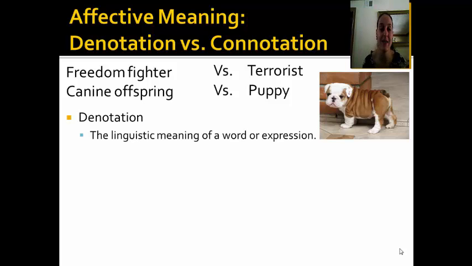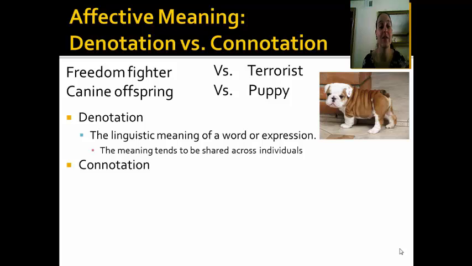Linguistics refers to the emotional or affective meaning associated with words and phrases as its connotation, which is different to the denotation of a word, which corresponds to its literal meaning. So if I ask you for the denotation of a word, what I'm asking you for is the actual specific linguistic meaning of a word or expression. The denotation of a word tends to be shared across individuals because it has a literal definition, whereas the connotation tends to be more idiosyncratic across people, where people have varied experiences connected to the meaning of the word, and so the meaning that it conjures up can be slightly different.